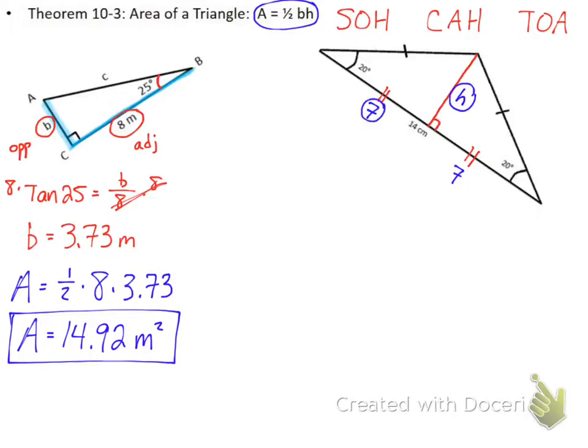So I want to find out what h is. I have 7, and I want to go from this 20-degree angle. So again, this is opposite, this is adjacent, so I'm going to go tangent of 20 is equal to h over 7. Multiply both sides by 7, cancel out, and get 7 times the tangent of 20, and that gives me 2.55.